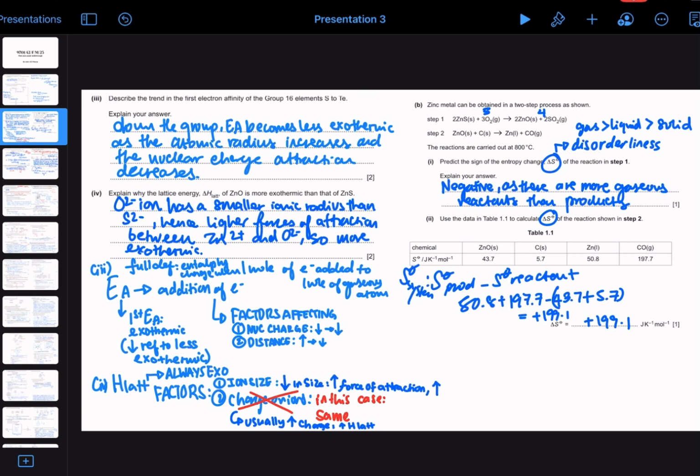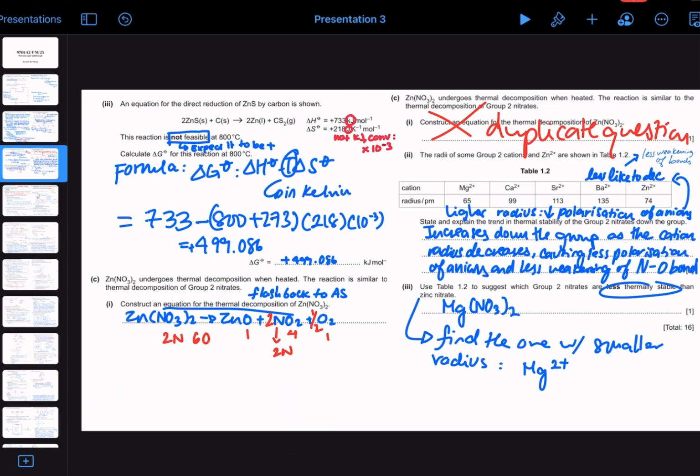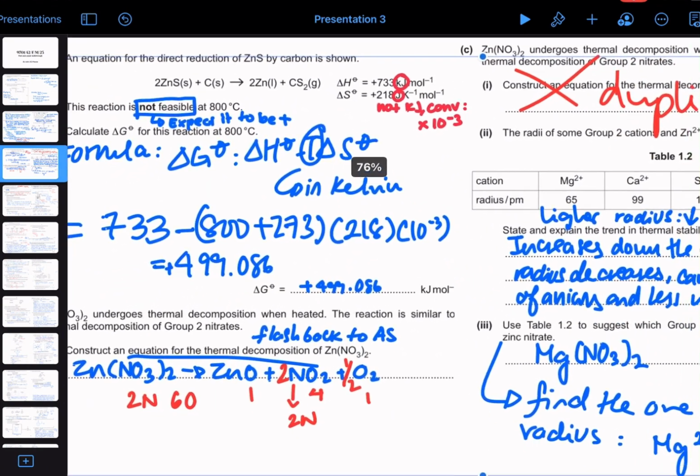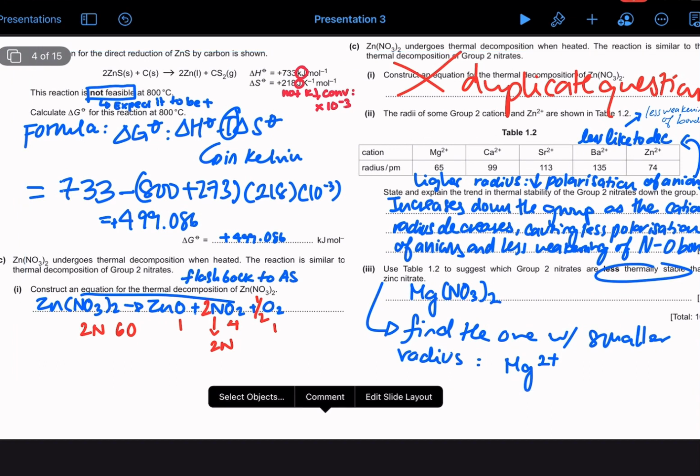Alright, next question. An equation for the direct reduction of zinc sulfide by carbon is shown. Okay, the reaction is not feasible at 800 degrees Celsius, so you expect it to be positive for the Gibbs free energy. By the way, make sure to always read the question properly. In this case, they're trying to trick us as they are using kilojoule for your enthalpy change, and using joule, not kilojoule, for your entropy.